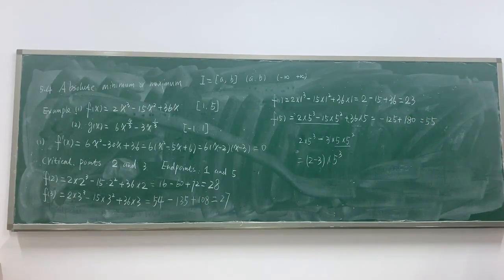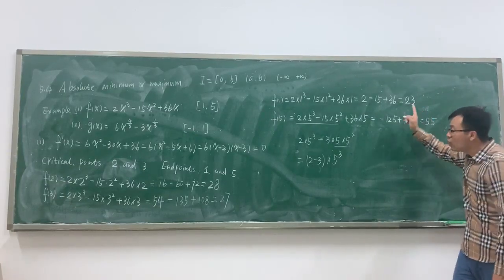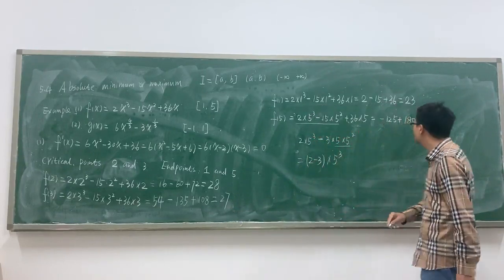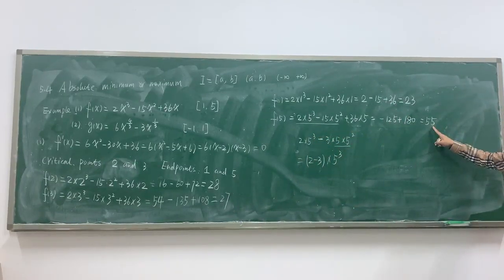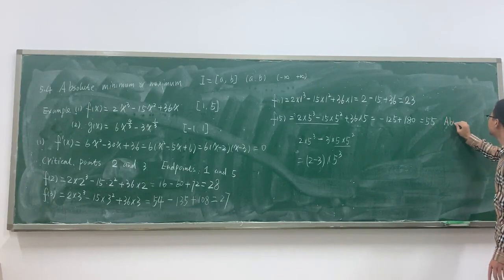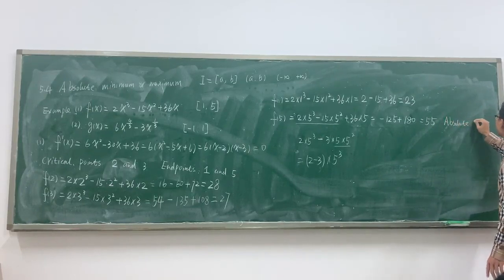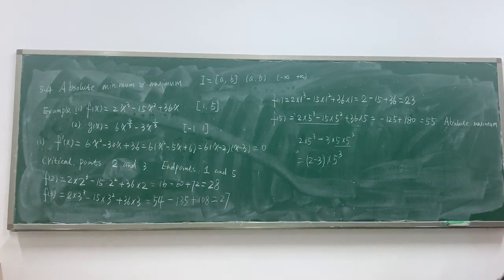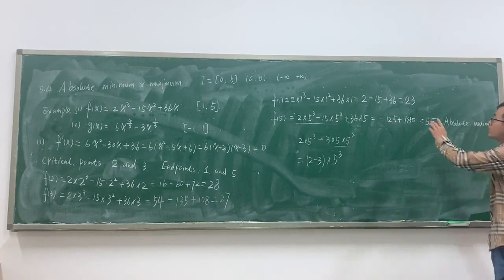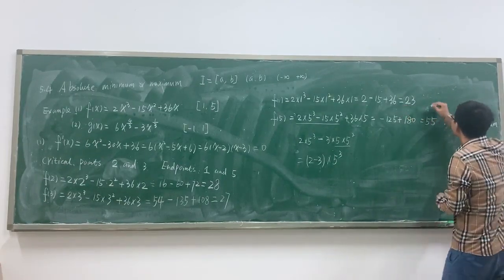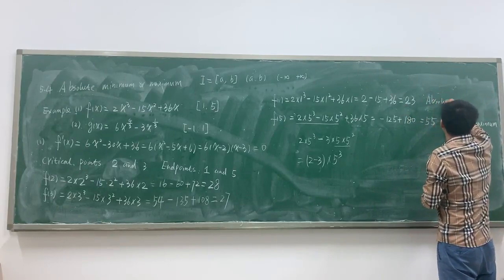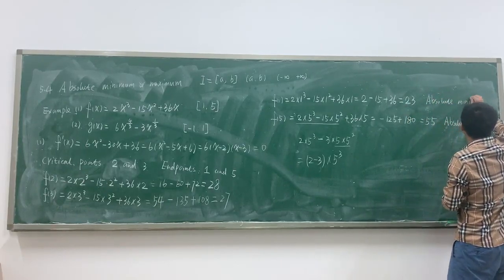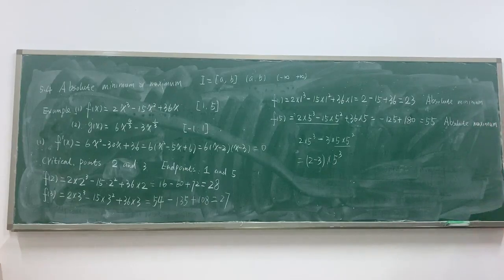Among these four values, take the largest one. This is the largest one, so here is the absolute maximum. And take the smallest one. The smallest one is here, so here is the absolute minimum.